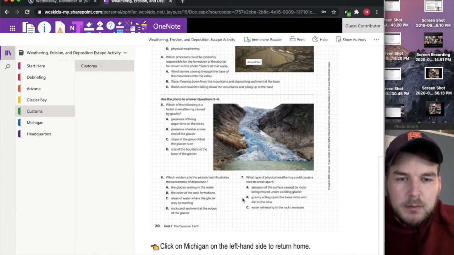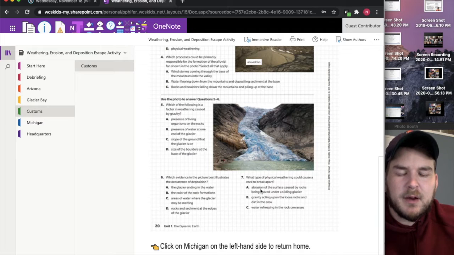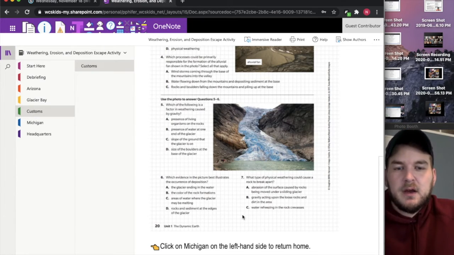And question number 7. What type of physical weathering could cause a rock to break apart? Abrasion of the surface caused by rocks being moved under a sliding glacier. Gravity acting upon the loose rocks and dirt in the area, or water refreezing in the rock crevices. Abrasion is more like sandpaper. C, where it talks about thawing, that water seeps in and literally splits it in half. So I'm going to go with C on this one.